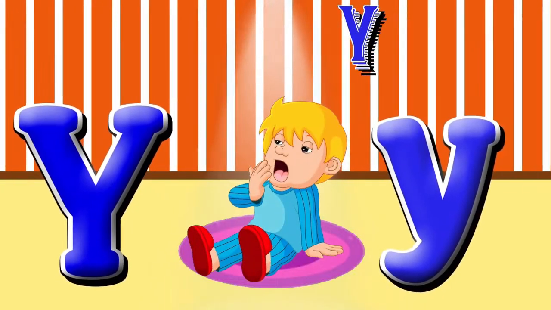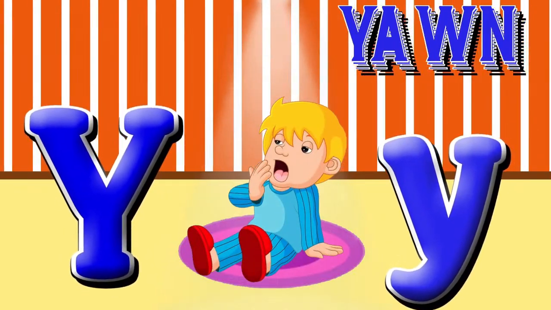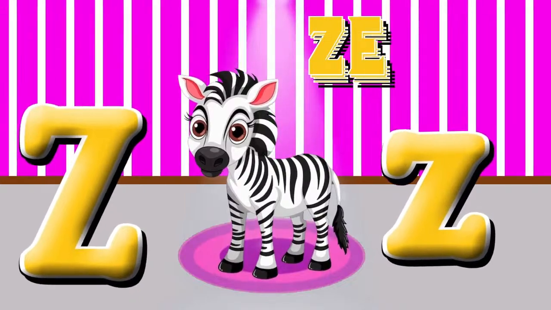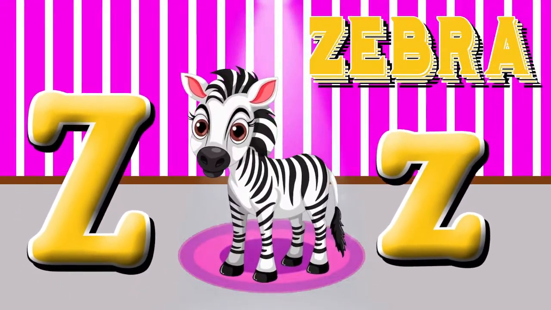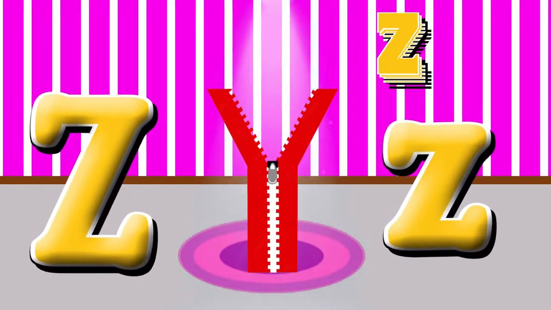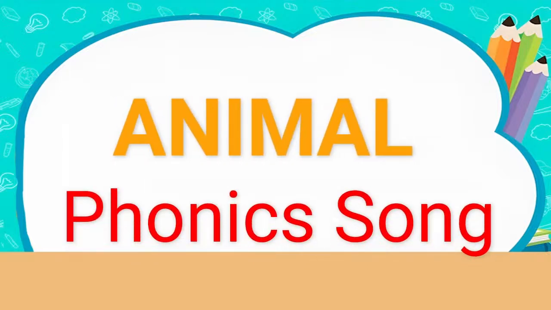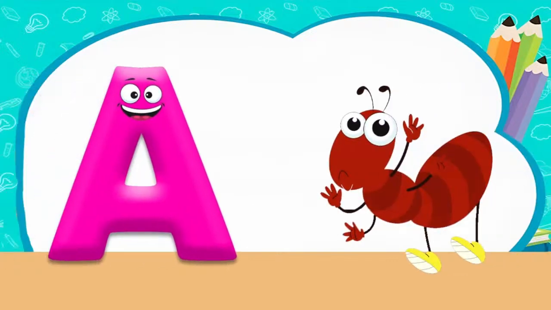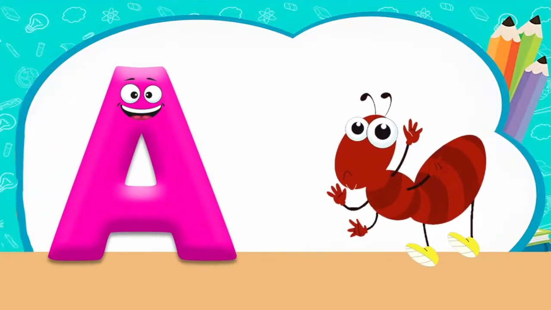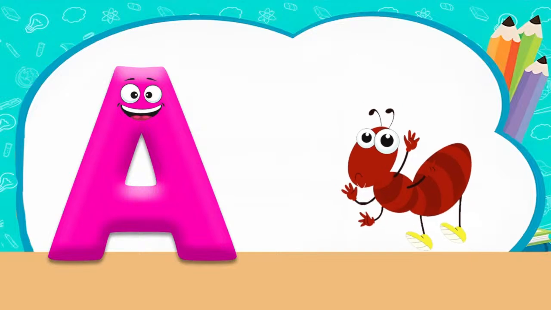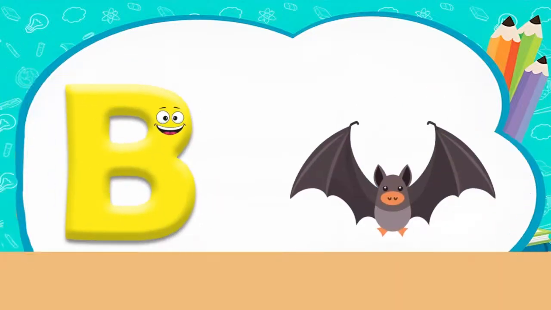Y is for yawn, yawn. Z is for zebra, zebra. Z is for zip, zip. Animal phonics song. A is for ant, ant. A is for ant. B is for bat.